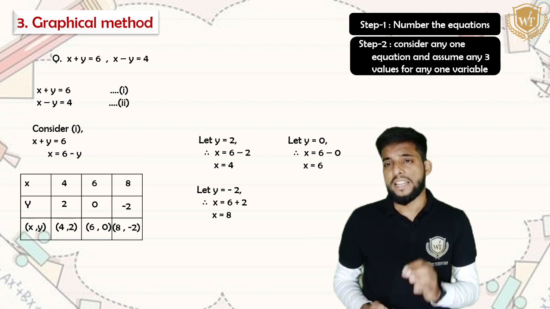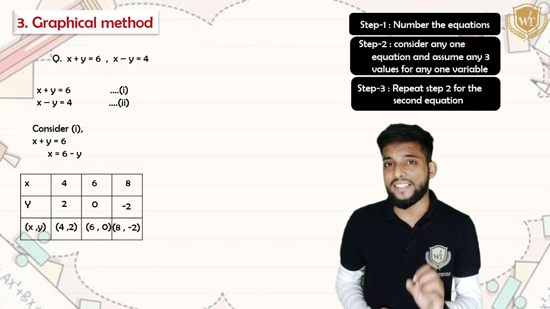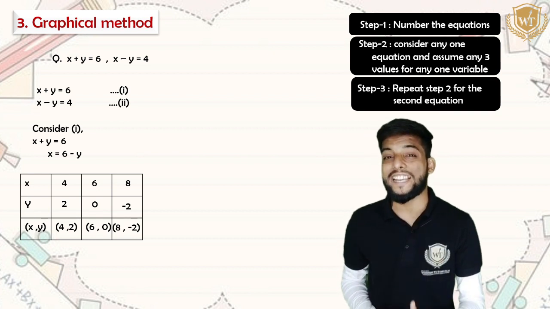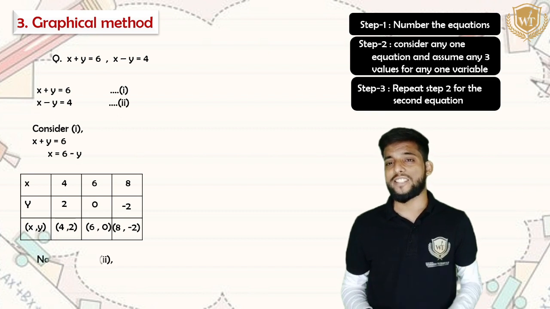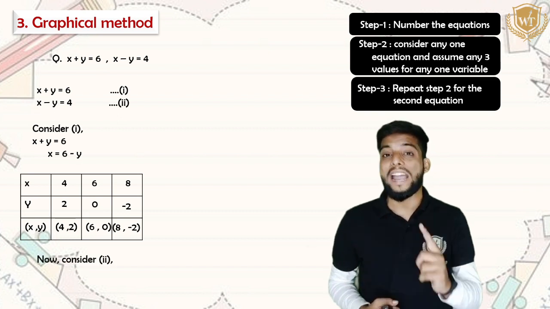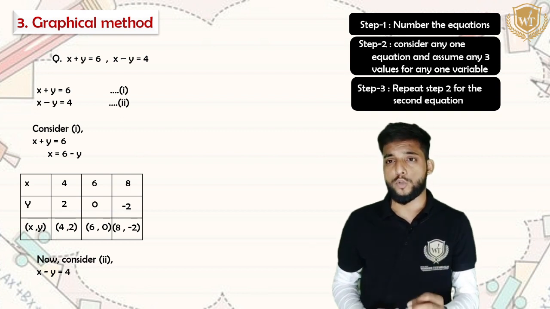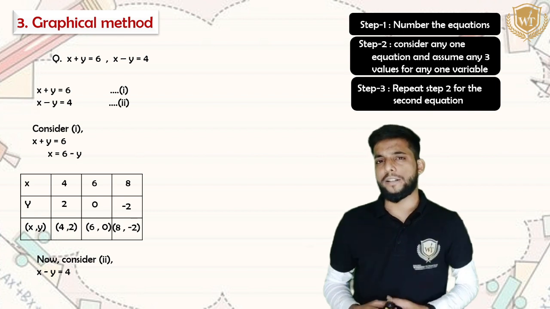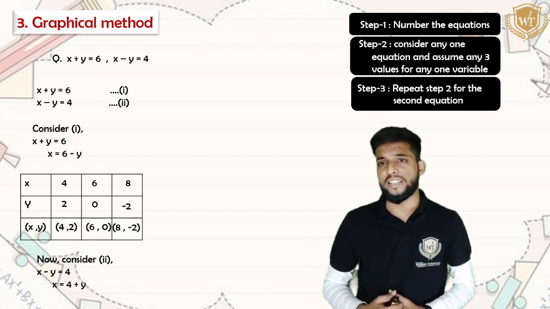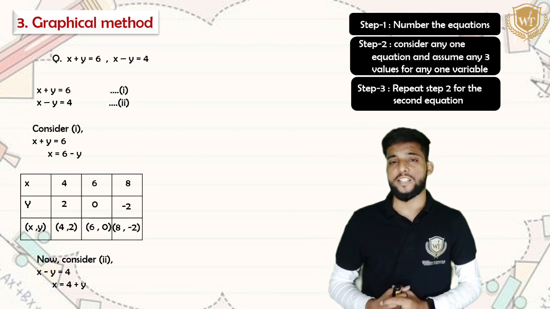Now, students, step number 3. Step number 3 is repeating step number 2 for the second equation. We have considered the first equation. So now let us consider equation number 2 and repeat the steps. So equation number 2, which was x minus y equals 4. Let us isolate x. Minus y ko shift kar diya. So x is 4. Minus y will transpose and become plus y.